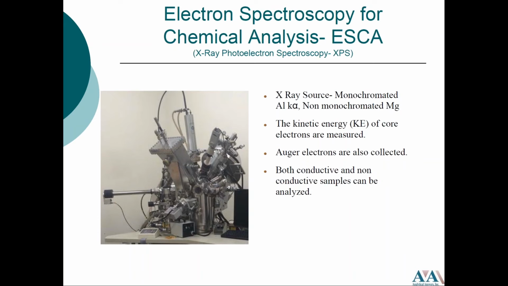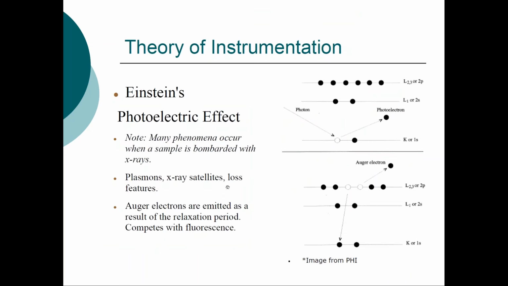And on the screen here, I just have an example of an XPS. You can use both a monochromated aluminum source or non-monochromated source. And the difference there is just in an aluminum monochromated source, you're using one particular energy of the X-ray continuum to bombard your samples, where a non-monochromated source, you're bombarding your sample with the entire X-ray continuum.